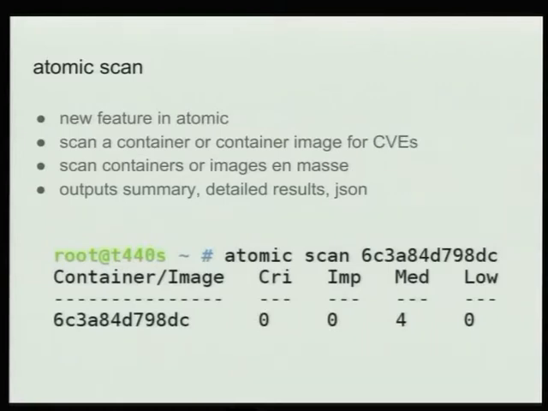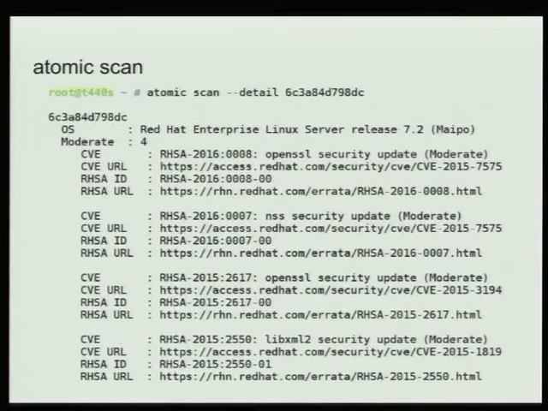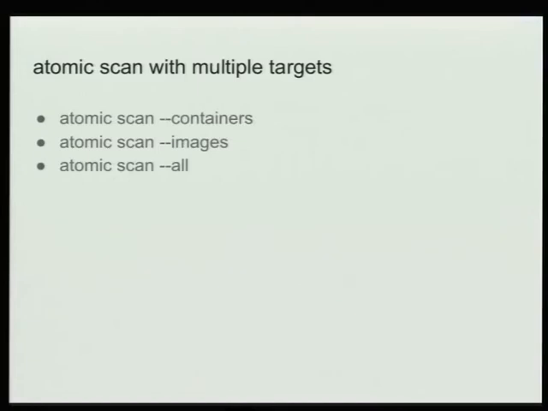What Atomic Scan does is you can give it a container or a container image, and it'll explore it for CVEs. It can scan either one container or one container image by ID or by the image name, or it can even scan multiple images, which I will explain later. The output can be a summary of these results. So in this example, we can see that we have a container that has zero critical vulnerabilities, zero important vulnerabilities, four medium, and zero low severity vulnerabilities. When we use the --detail command line parameter, Atomic Scan will give us detailed information about these vulnerabilities, including links to their description. And if you use --containers or --images, we can scan all the containers we have or all the images we have in our infrastructure.